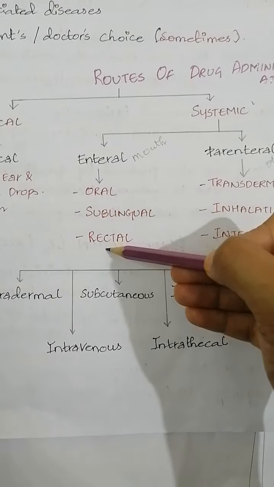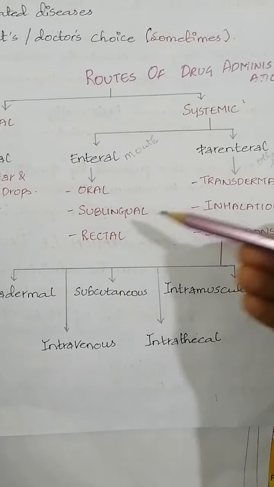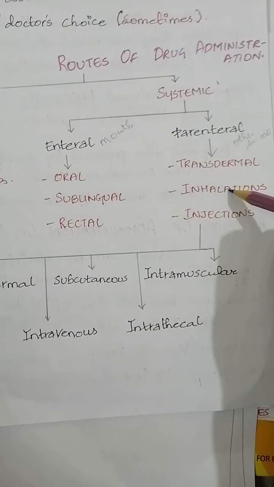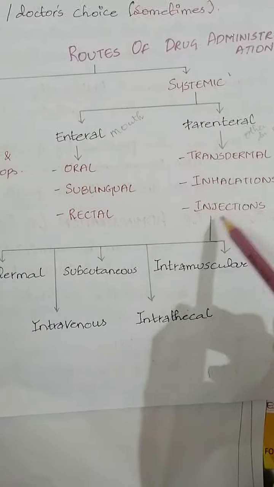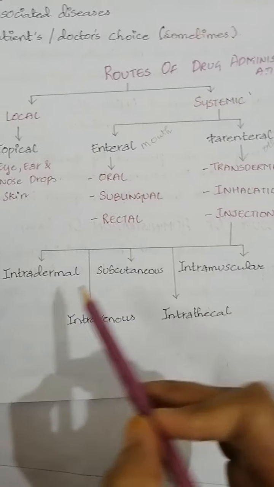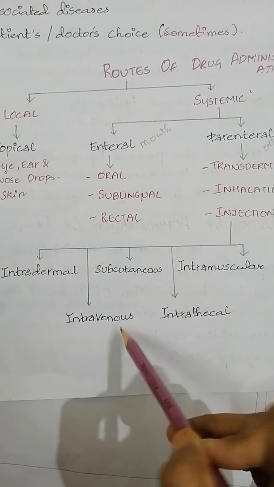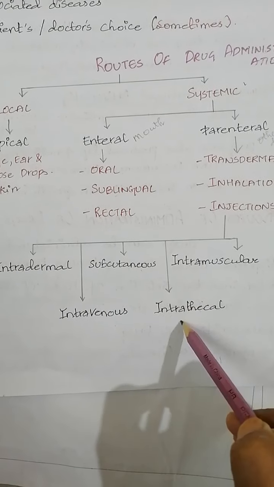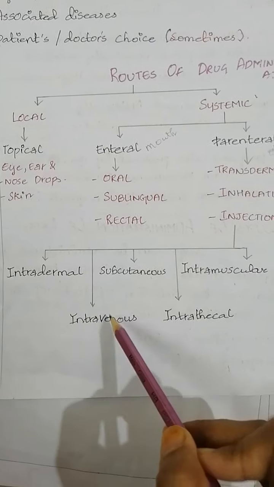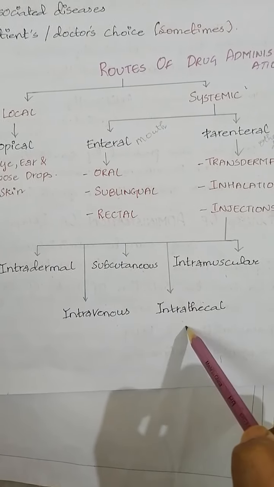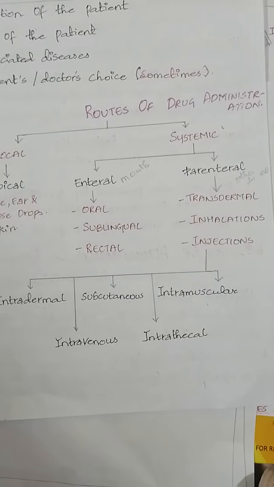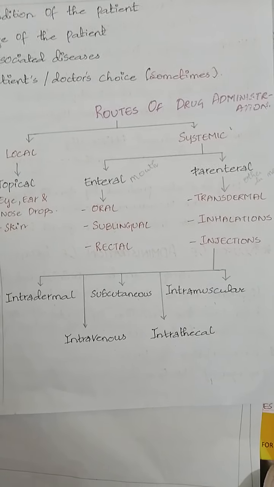Remember it as OSR: oral, sublingual, rectal. And in parenteral we have transdermal, inhalations, injections, IIT. In injections we have 5 different routes of administration: intradermal, intravenous, subcutaneous, intrathecal, intramuscular. I repeat once: intradermal, intravenous, subcutaneous, intrathecal, and intramuscular. So hope you understood the classification of routes of drug administration.